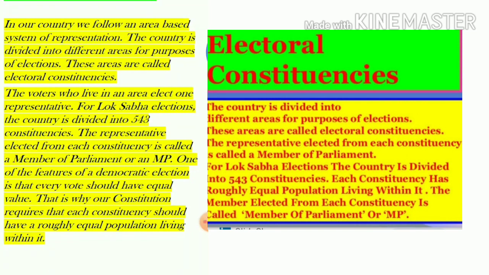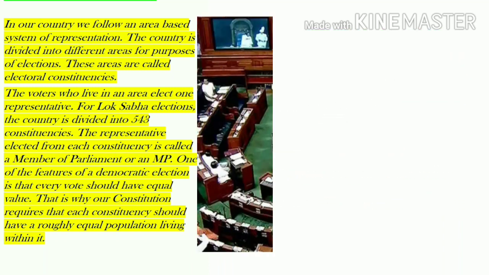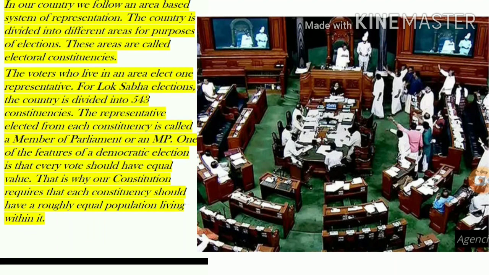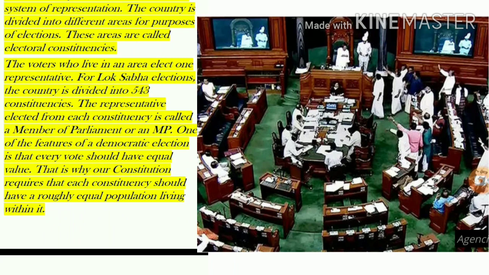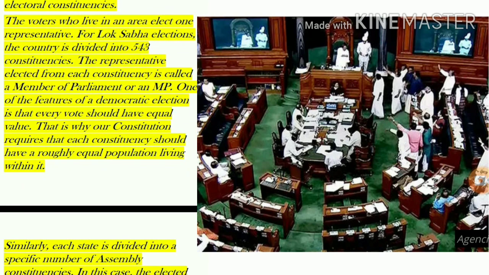The voters who live in an area elect one representative. For Lok Sabha elections, the country is divided into 543 constituencies. The representative elected from each constituency is called a member of parliament or an MP. One of the important features of a democratic election is that every vote should have equal value. That is why our constitution requires that each constituency should have a roughly equal population living within it.